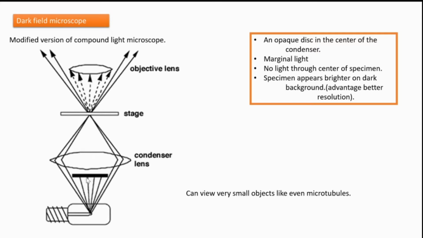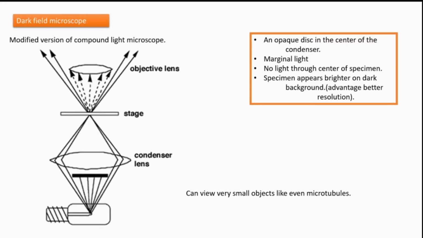So here, at the center of the condenser, there is an opaque area. An opaque block, an opaque disc is placed. It is given here. Because of this opaque disc, from the condenser only a hollow cone of light strikes the object, the specimen placed on the stage.